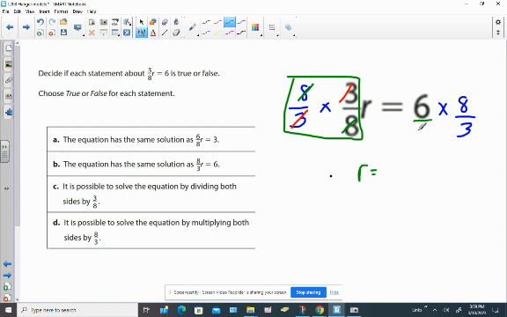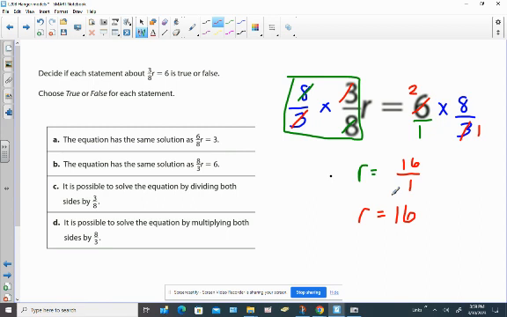Some people like to stick a 1 underneath this. We can take a look at the opportunity to cross-reduce here. 3 goes into that once, and 3 goes into this twice. So if we do 2 times 8, that's going to give us 16 over 1, which is going to give us 16. All right, so now let's make sure we understand what they're asking us over here, because the solution to this we know to be 16.